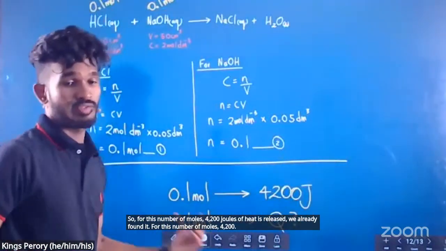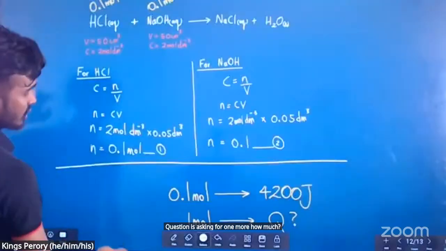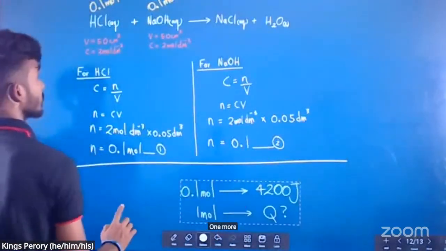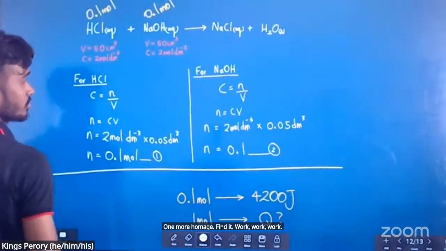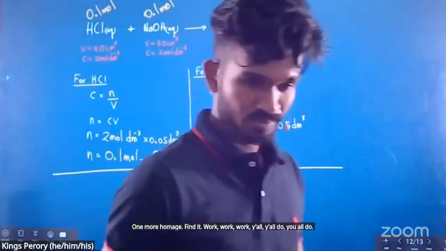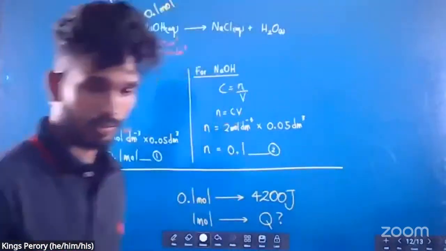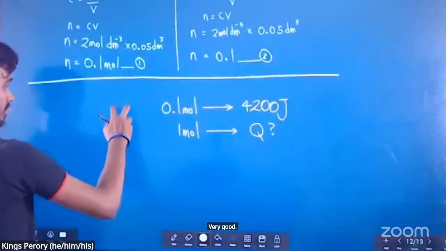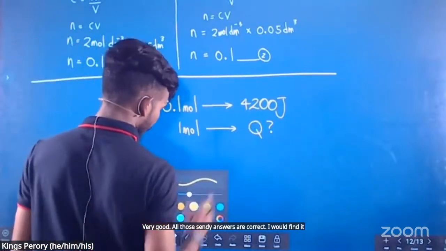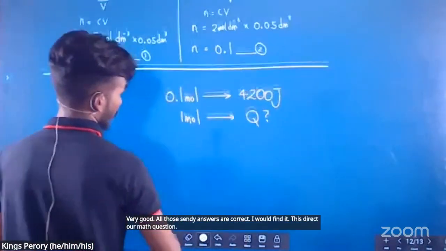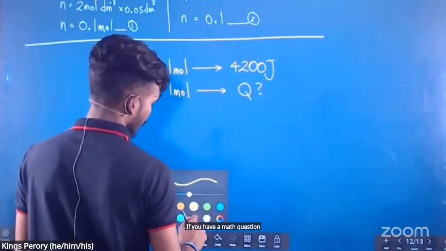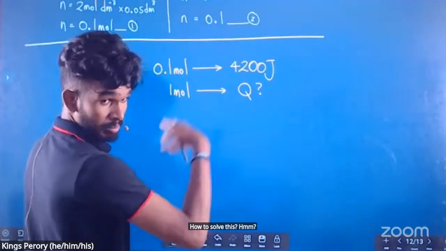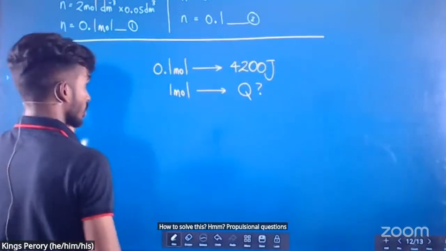The question is asking, for 1 mole, how much? For this number of moles, 4,200. For 1 mole, how much? Find it. Work it out, all of you. Very good. All those who sent the answers are correct. How to find it? This is a direct maths question. If you have a maths question like this, how do you solve it? It is a proportional question.